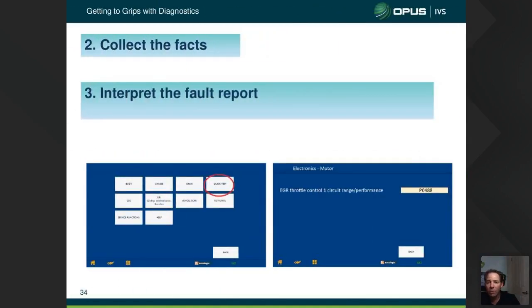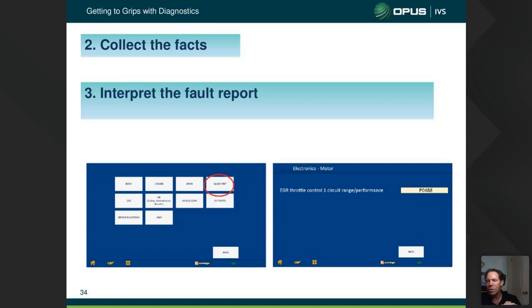All right, let's collect the facts and interpret the fault report. Okay, we perform a quick test. Here's our DTC: EGR throttle control 1 circuit range performance code. Does anyone remember when I was talking about performance codes last week? Range performance. This may be a cause for replacing the EGR, being a performance code.